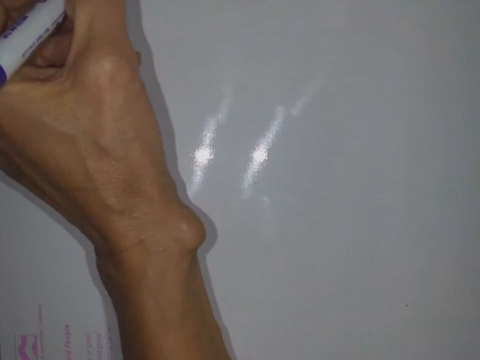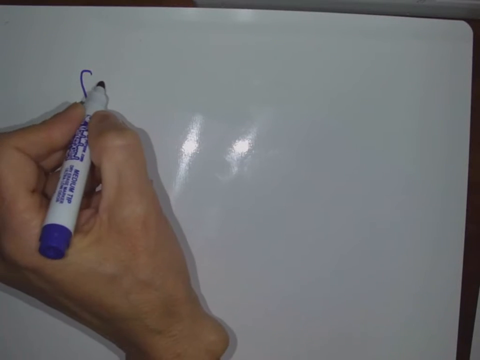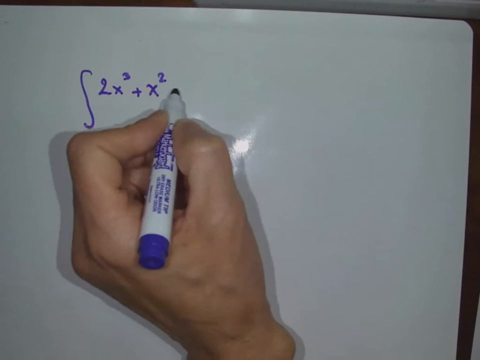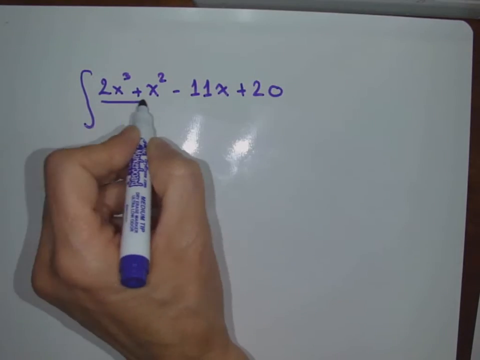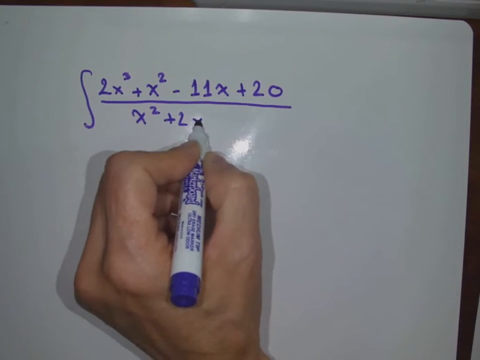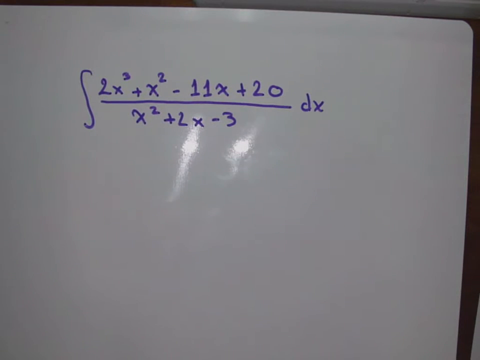Okay, so I think I'm going to include one more, just so I can give you one more example here. I hope that's going to work out here. So we're going to have the integral of 2x cubed plus x squared minus 11x plus 20. And I want to divide all of that by x squared plus 2x minus 3. And don't forget your dx in the back for your differential.